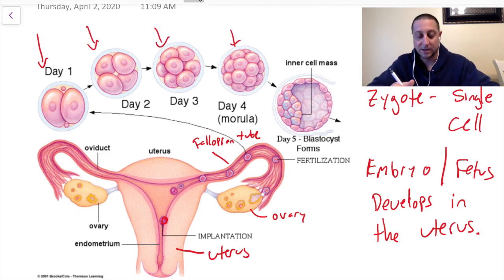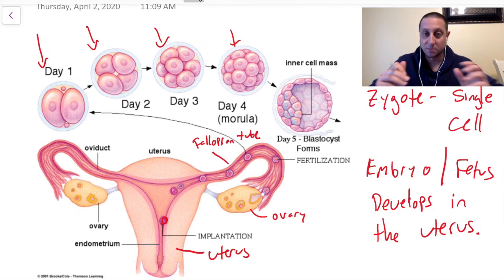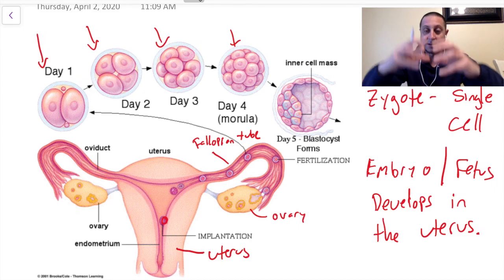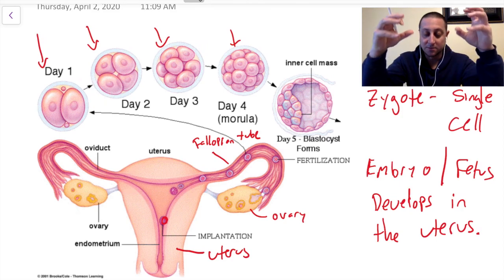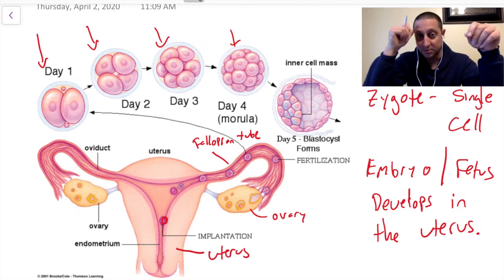Now there's specific names for these things. You don't need to know the names. What you do need to understand is the type of reproduction that's taking place there. These are identical cells. So what type of reproduction is that? That's asexual reproduction. So you have the sperm meets the egg, forms a zygote, and then after fertilization, once that zygote is formed, you now have asexual reproduction taking place.